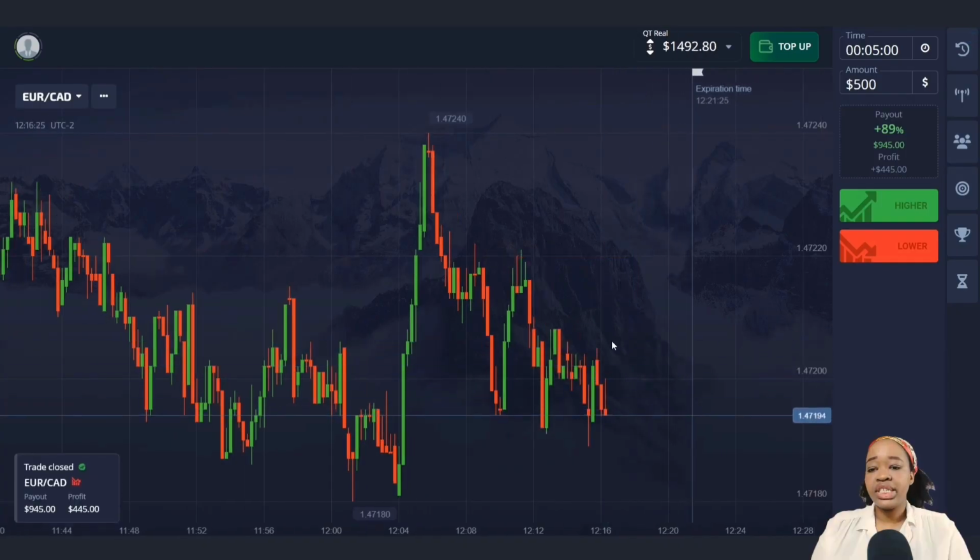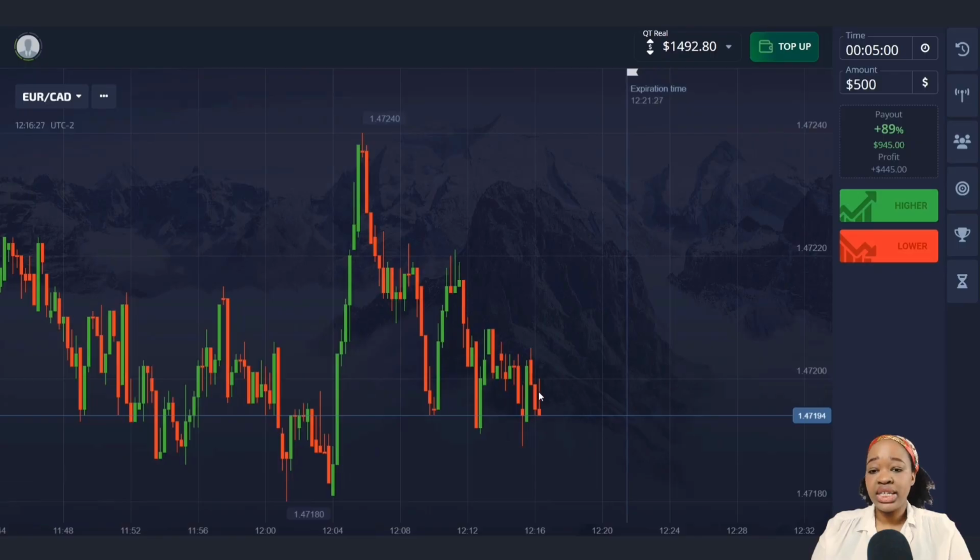You can see the price indeed continued to move downwards, so the bot once again correctly managed to forecast the further price movement, and I was able to make very good profit. So let me continue.